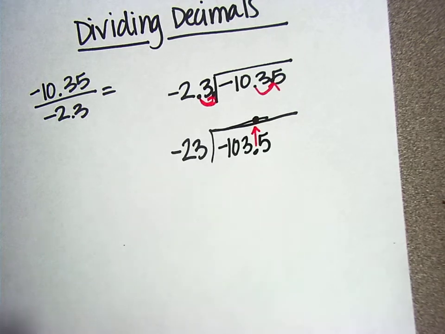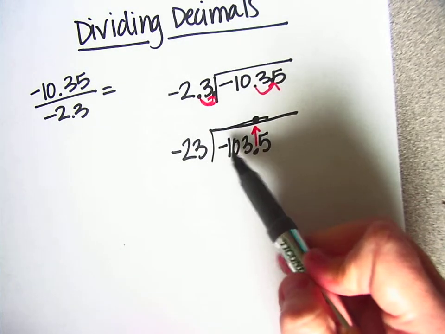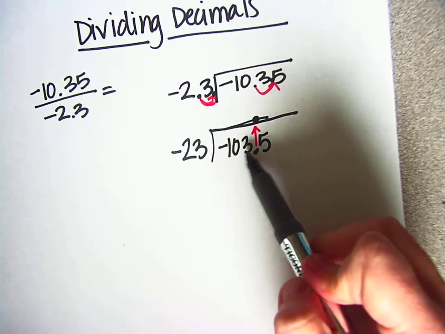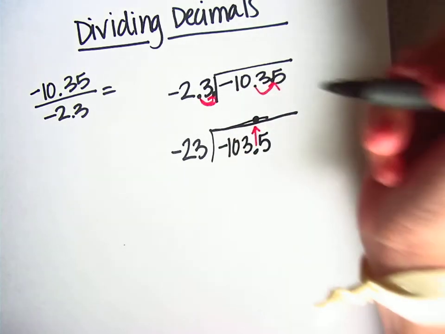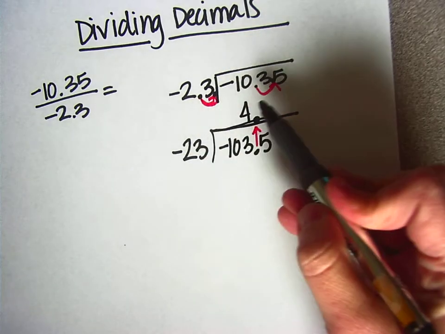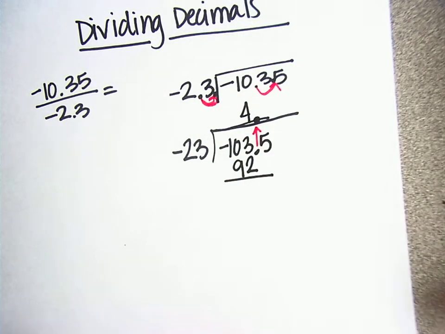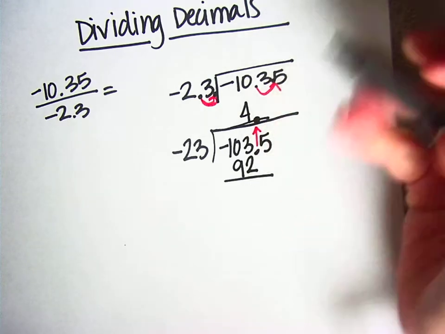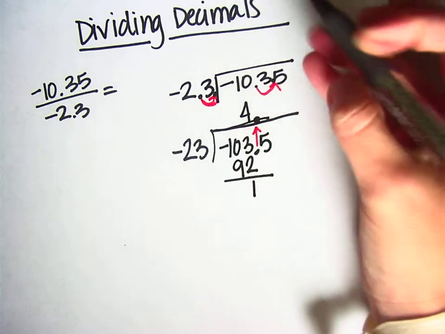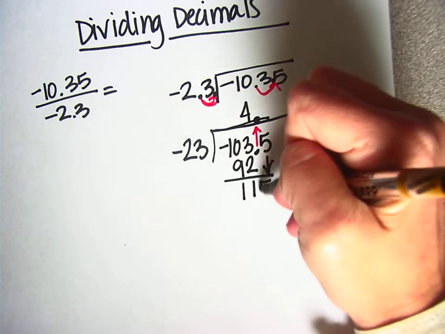So now we're just going to solve like normal. 23 can't go into 10, so we're going to look at 103. 23 goes into 103 4 times. 23 times 4 is 92. And now we're just going to subtract. 3 minus 2 is 1. 10 minus 9 is 1. And we're going to bring down this 5.